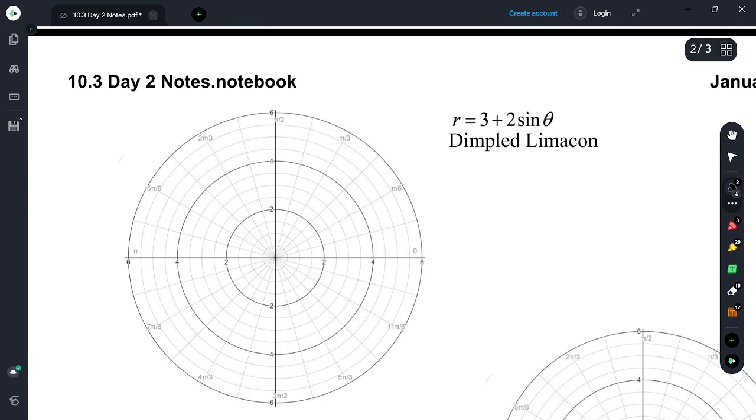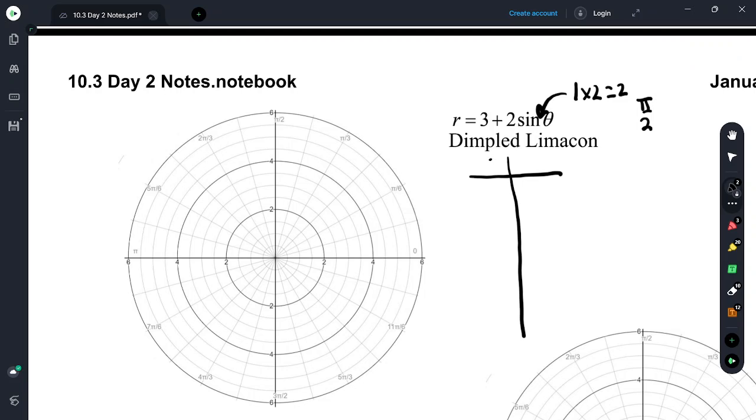A dimpled limacon. Well, let's take this coefficient. We're going to multiply times 2. That's 2. And this one we're also going to count by pi over 2. So far everything we've been counting by pi over 2, and that's going to change a little bit for the roses. This is the theta, this is the r. So 0, 1/2, 2/2, 3/2, and 4/2.